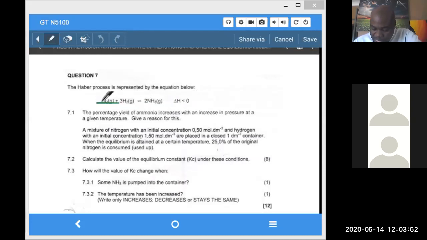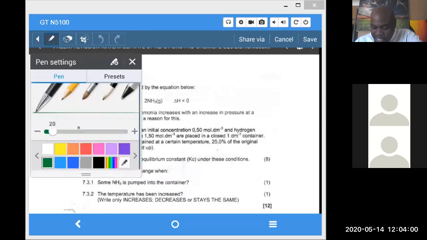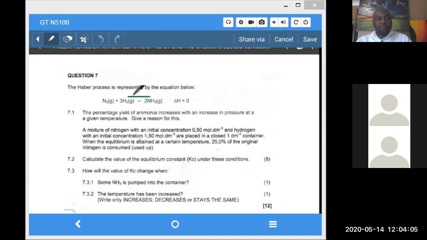One, do you see this double arrow here? The double arrow simply indicates that this is a reversible reaction. That's what the double arrow means. It is a reversible reaction. That means there are two reactions occurring here. There is the forward reaction and there is a backward reaction.